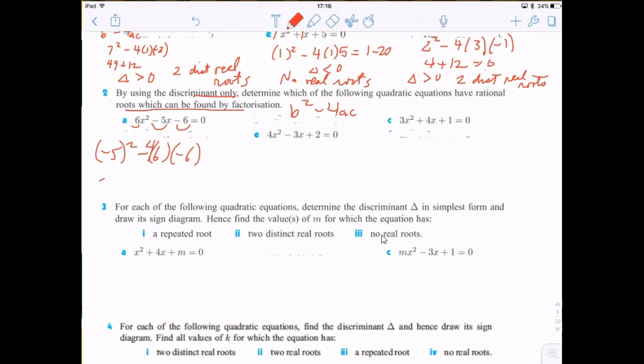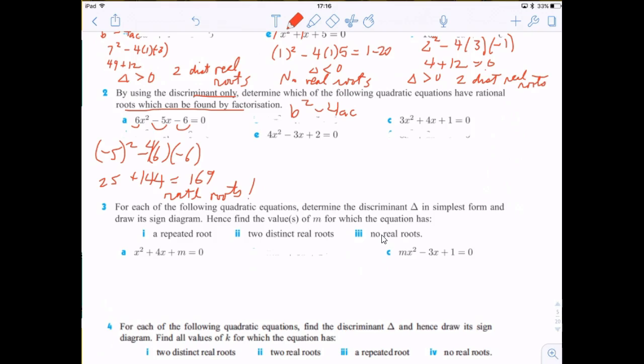And then if we work that out, it's going to be 25 plus, right, because it's negative times negative, 4 times 6 times 6, that's equal to 24 times 6, which is equal to 144. And when you add those together, it's kind of nice. You get 169, which turns out to be a perfect square. If you put that in your calculator, you'll find that's a perfect square of 13. So, yes, rational roots.